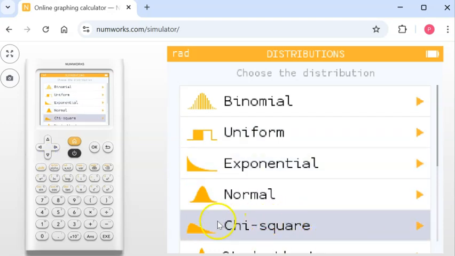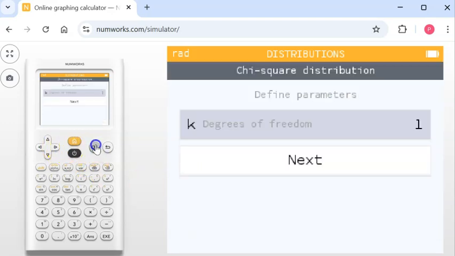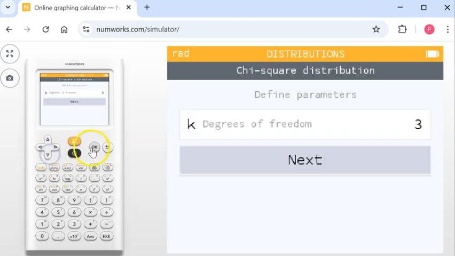This is our distribution, the chi-squared distribution. So we're going to select that one. And you can see that it asks for the degrees of freedom. Depending on how you calculate your degrees of freedom, how many columns, how many rows you have, let's say the degrees of freedom in this case is 3. So we go to 3, then we go down to next.